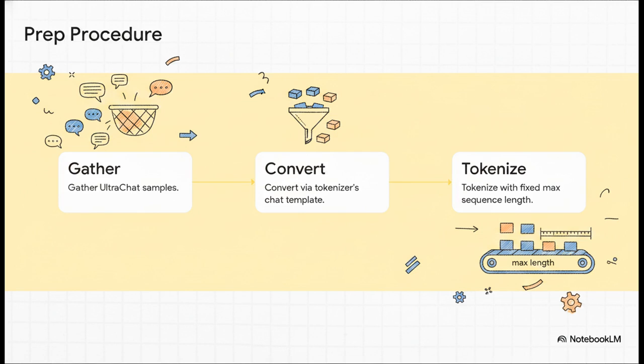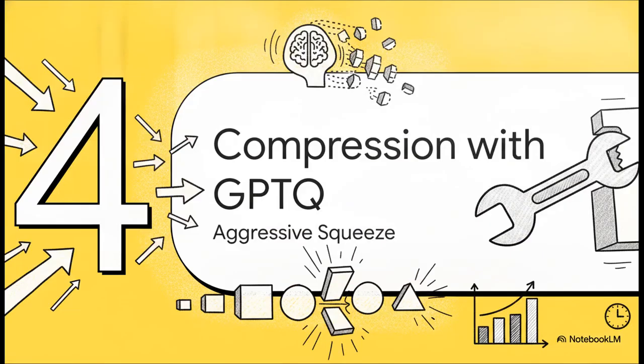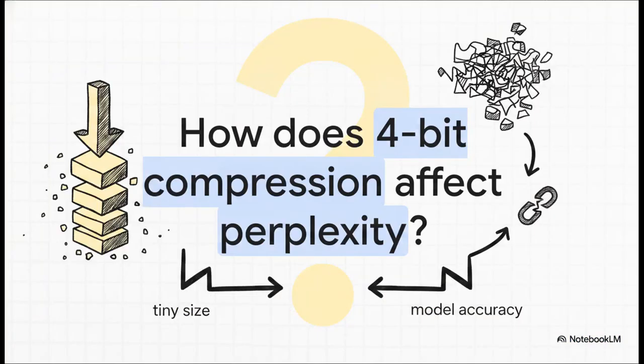aggressive quantization techniques. Section 4, Aggressive Compression with GPTQ. Let's see what this data lets us do. This brings us to a really vital question, and you've probably been wondering this yourself. How does aggressive 4-bit weight compression actually affect our perplexity?